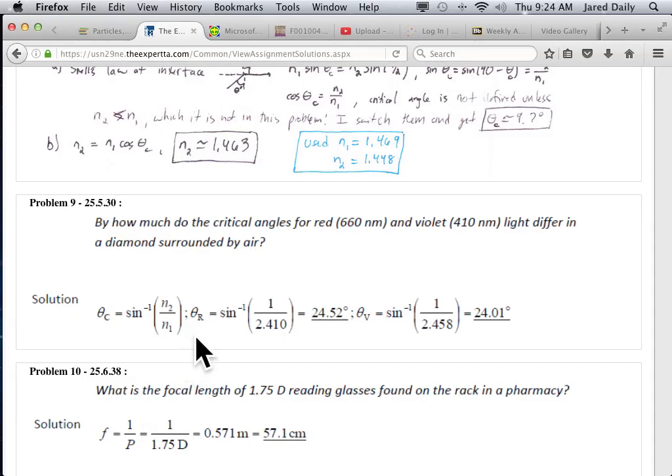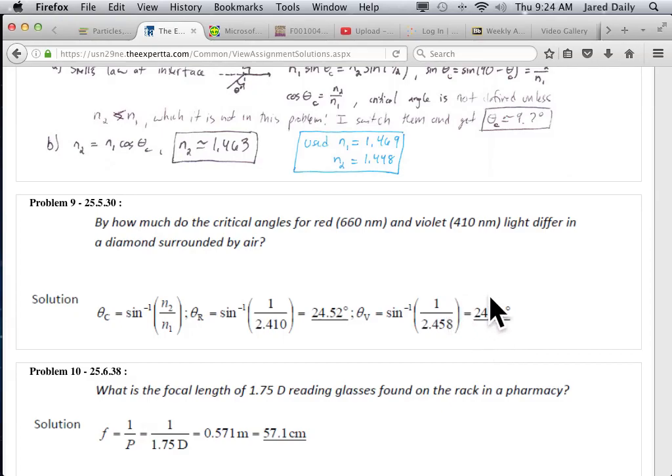For red, you're going from air, which is 1. That's your n2, because you're inside the diamond, which has an n of 2.410. And so it turns out when you solve for the inverse sine of 1 over 2.410, you get 24.52 degrees. For violet, it's 24.01 degrees.